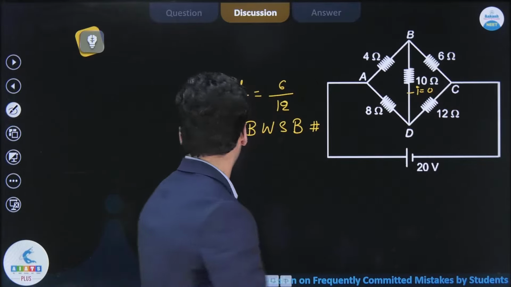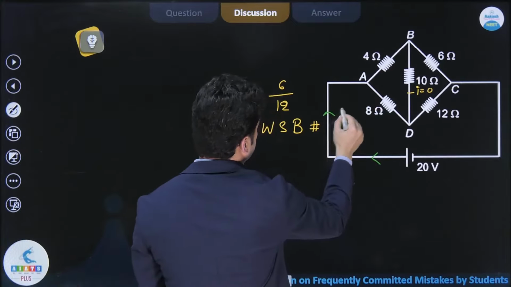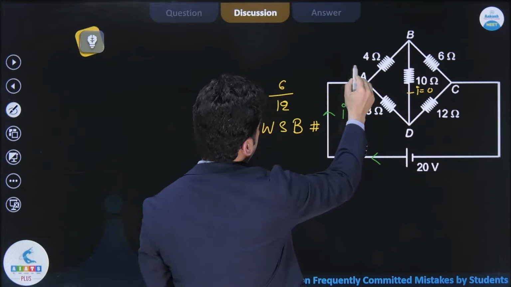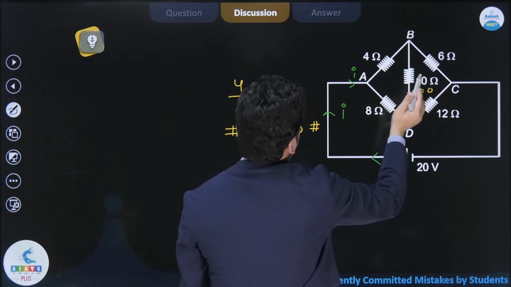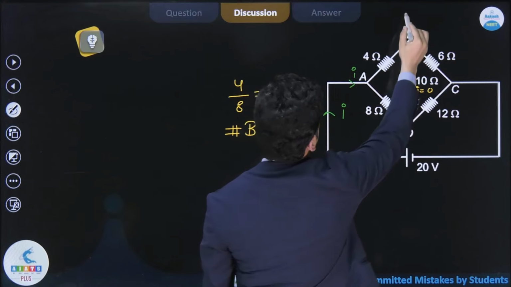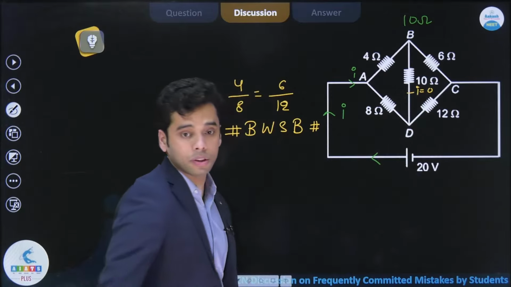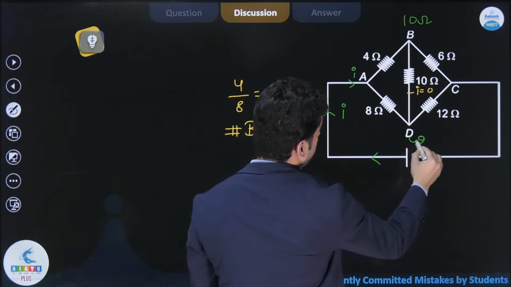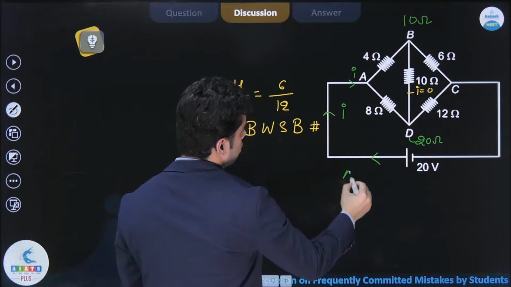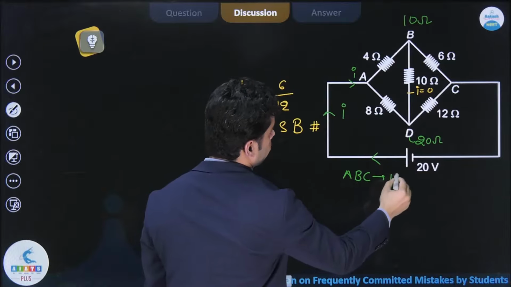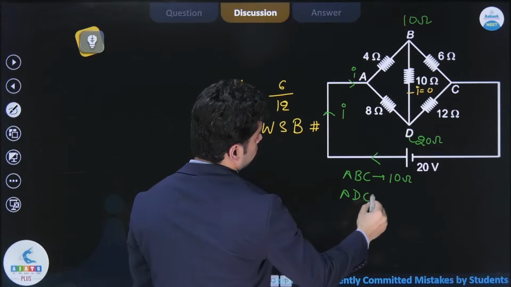Current यहाँ पे क्या है? 0 है. So current कैसे जाने वाला बेटा? Current will go like this. This is I. Current will come here. Total resistance of this branch ABC is 10 ohm, and total resistance of this branch ADC is 20 ohm. So अगर आप यहाँ पे देखें तो यहाँ पे ABC वाली ब्रांच है, इसकी रेजिस्टेंस है 10 ओम, और ADC वाली ब्रांच है, इसकी रेजिस्टेंस है 20 ओम.